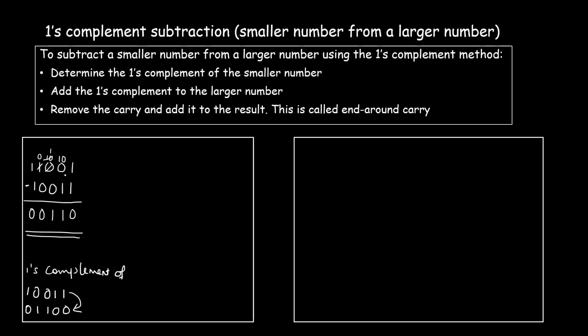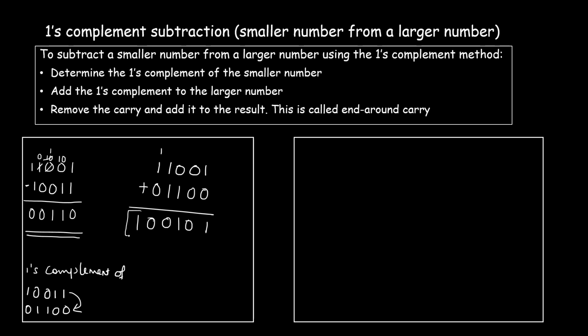What do you have to do? Add the 1's complement to the larger number. So let me add the 1's complement, whatever I've got, with the first number. The 1's complement is 01100. I will add it with the first number. 1 plus 0 is 1, 0 plus 0 is 0, 0 plus 1 is 1, 1 plus 0 is 0 with a carry, 1 plus 0 is 0 with a carry 1. So this is what you get.